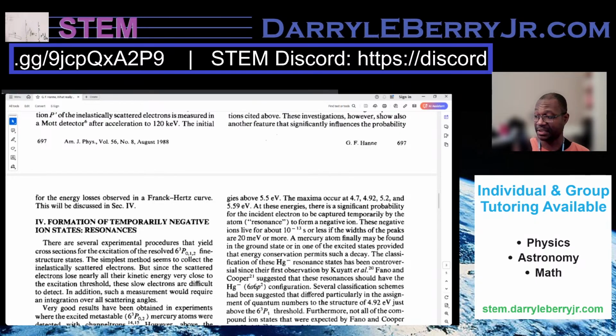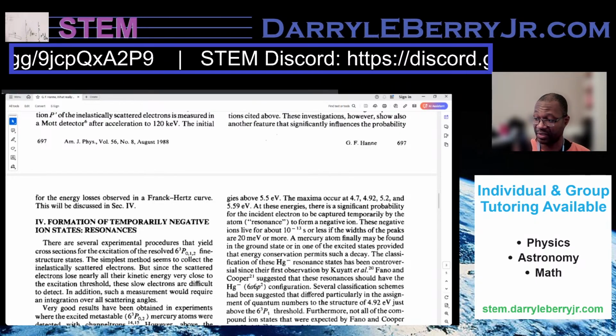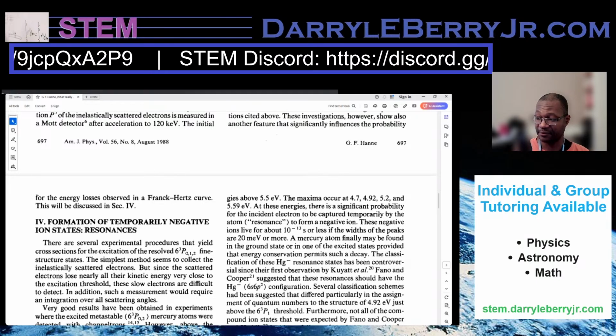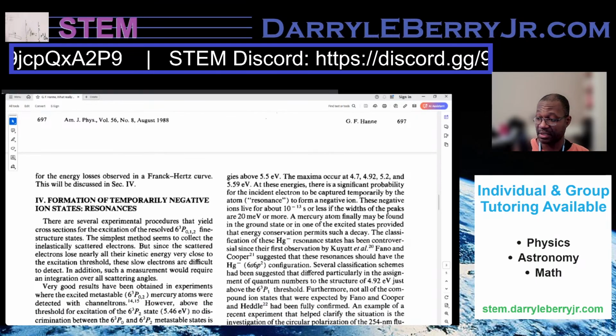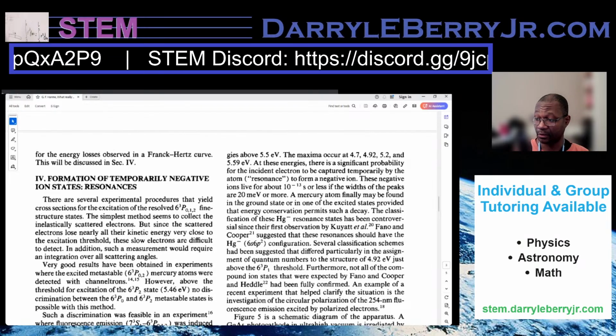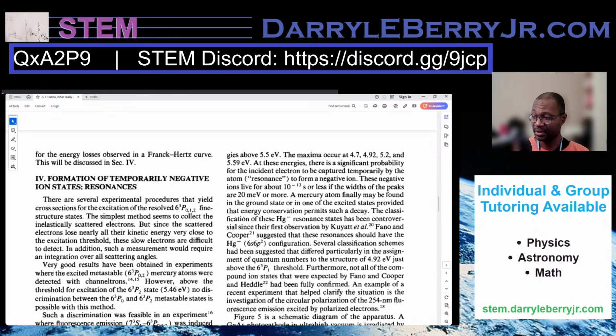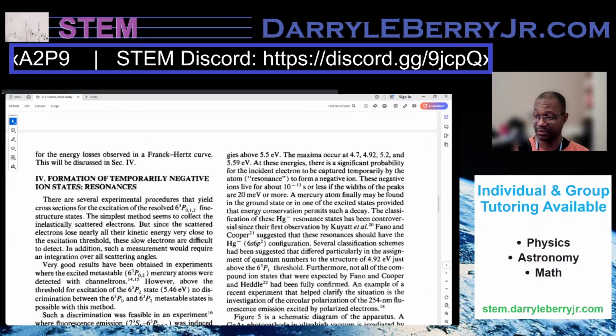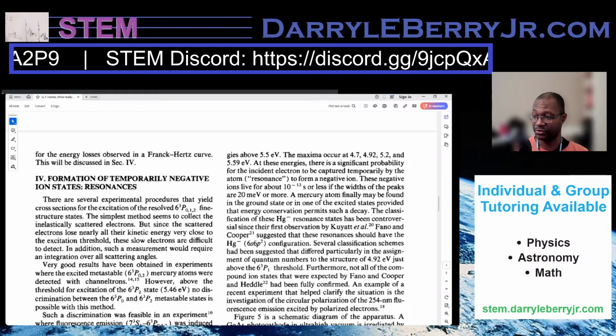The mercury atom finally may be found in the ground state or in one of the excited states, provided that energy conservation prevents such a decay. The classification of these mercury ion resonance states. So you see that little dash must mean it has one negative charge from the captured electron.